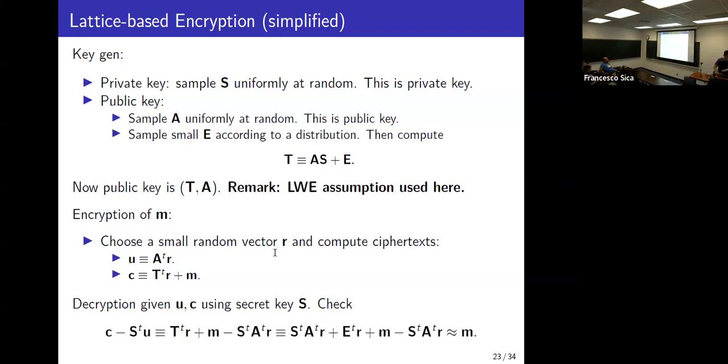You can check the following equation. They are all matrices, so either works. I have C minus S transpose times U. C is part of the ciphertext, U is also part of the ciphertext, and S is the secret key, the secret matrix.